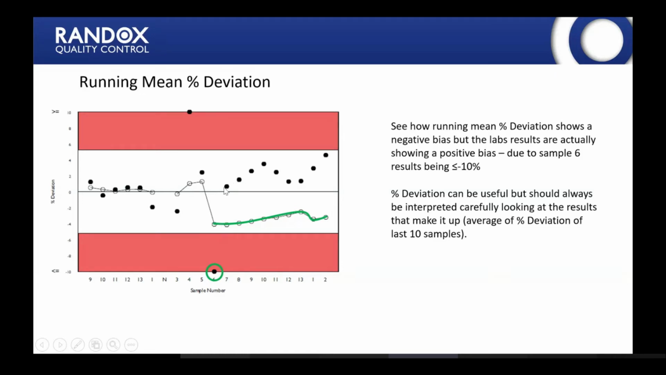But if you actually look at the lab's results, this is the same pattern we saw in the previous, this is the same lab's performance from before. You can see that the results are all running on the positive side of the mean. So if you just look at the running mean, you would think the lab has a negative bias, but if you actually look at the lab's results, the lab is actually running with a positive bias. So most of these results here are all within the acceptable limits, but if you looked at the running mean, you would get a different performance indication than the individual sample results, and it's because of this one result that is being included for the 10 samples it takes that we're looking at the average of the running mean.